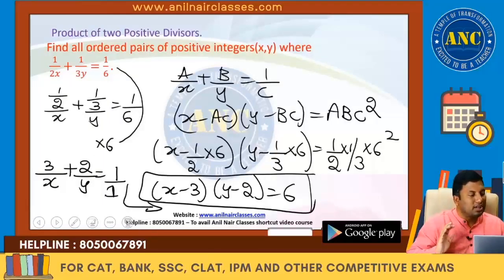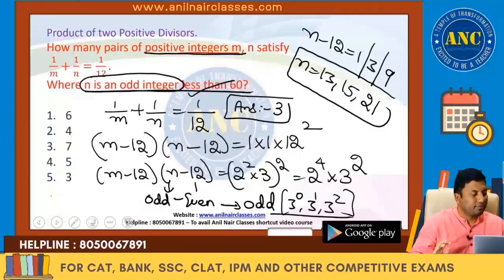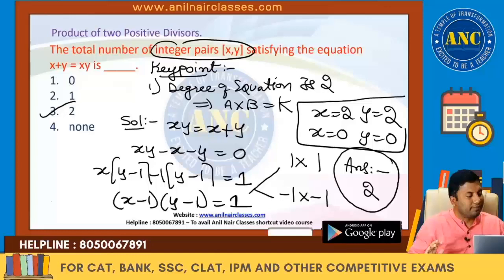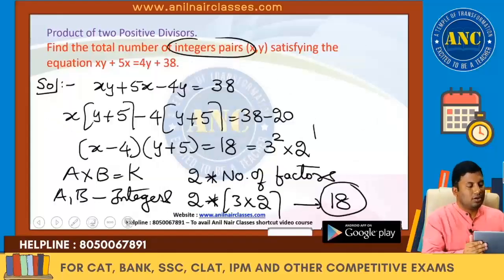All the problems are based on the product of two factors. I hope it is clear. Also, if the domain of the variable is given, these also work if the degree of the equation is 2. All the questions, I hope it is clear.